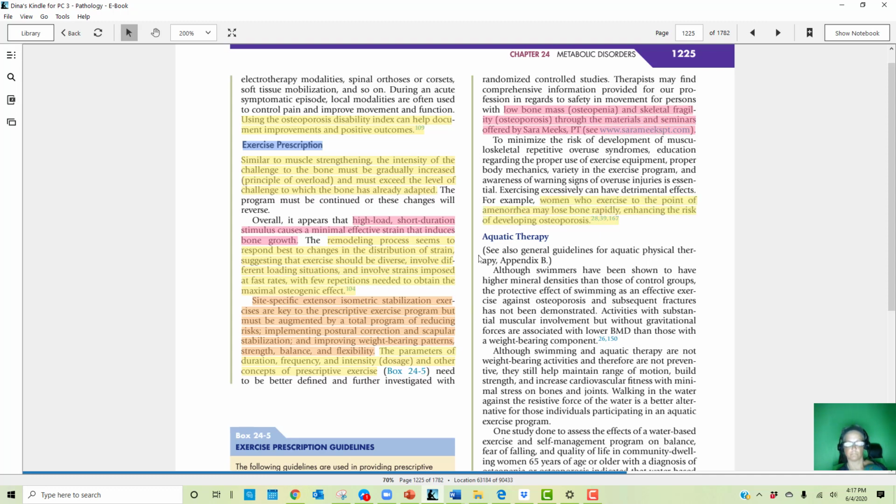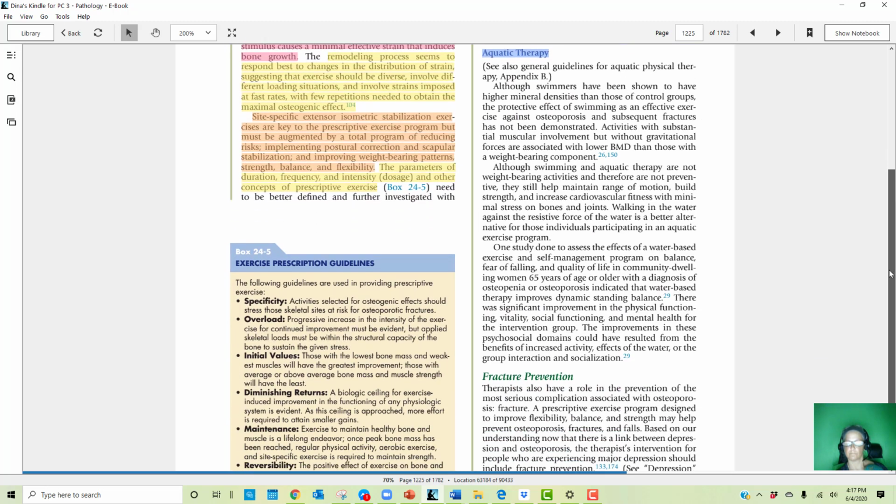Aquatic therapy. See also General Guidelines for Aquatic Physical Therapy, Appendix B. Although swimmers have been shown to have higher mineral densities than those of control groups, the protective effect of swimming as an effective exercise against osteoporosis and subsequent fractures has not been demonstrated. Activities with substantial muscular involvement but without gravitational forces are associated with lower BMD than those with a weight-bearing component. Although swimming and aquatic therapy are not weight-bearing activities and therefore are not preventive, they still help maintain range of motion, build strength, and increase cardiovascular fitness with minimal stress on bones and joints.